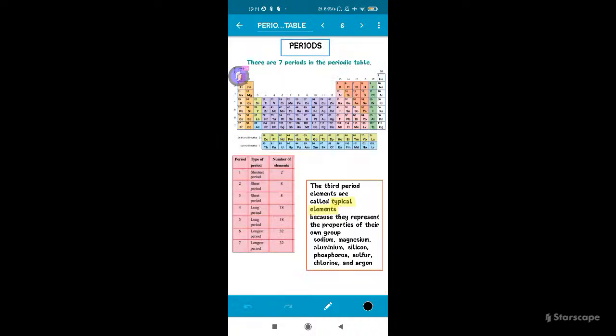Now let's talk about the periods. There are 7 periods in the periodic table. As you can see, it has been mentioned very nicely from 1 till 7.